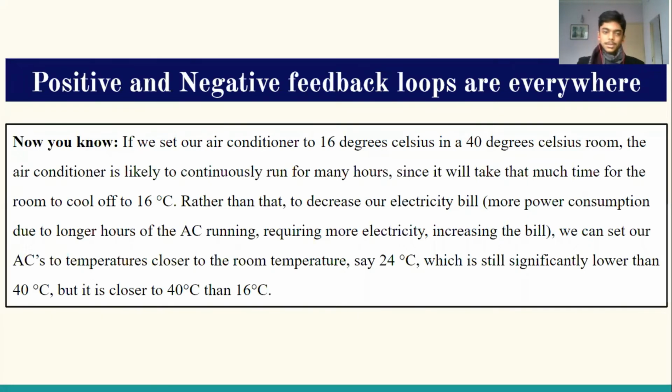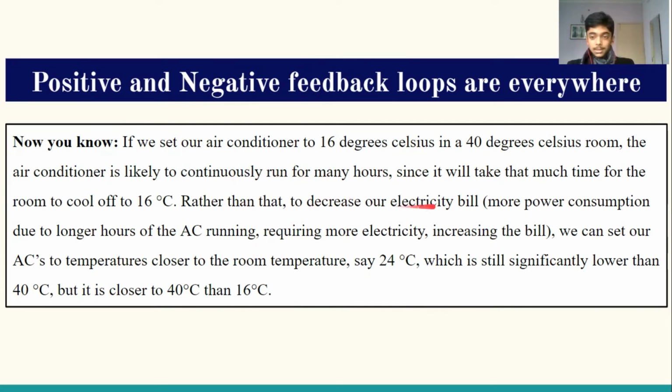This is actually quite an interesting thing. If we set our air conditioner to 16 degrees Celsius in a 40 degrees Celsius room, the air conditioner is likely to run continuously for many hours, since it takes very long for the room to get cooled down to 16 degrees Celsius from 40 degrees Celsius.